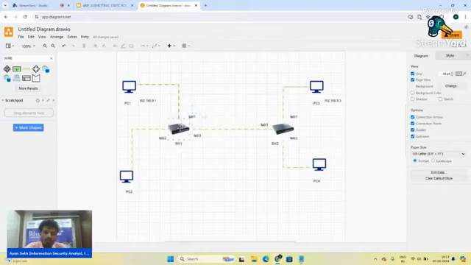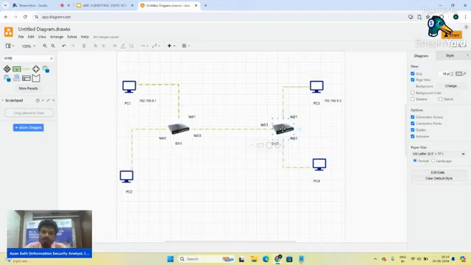Now after getting the ARP request, what will happen? Switch 1 will also broadcast it, because switch 1 doesn't know that switch 2 is connected with the FA03 interface. It doesn't know, so it will broadcast the packet again. After broadcasting it, switch 2 will receive that. So what will switch 2 do? Switch 2 will also update its MAC address table.